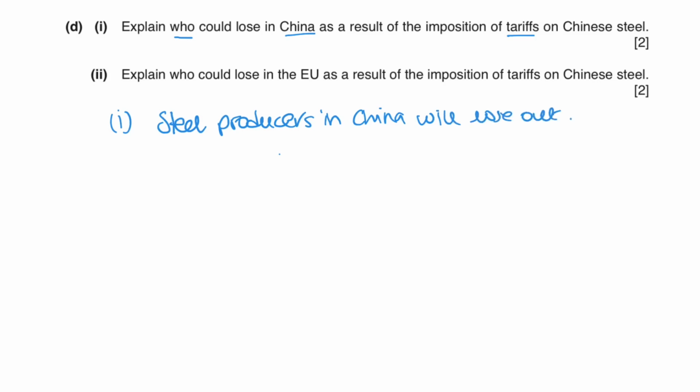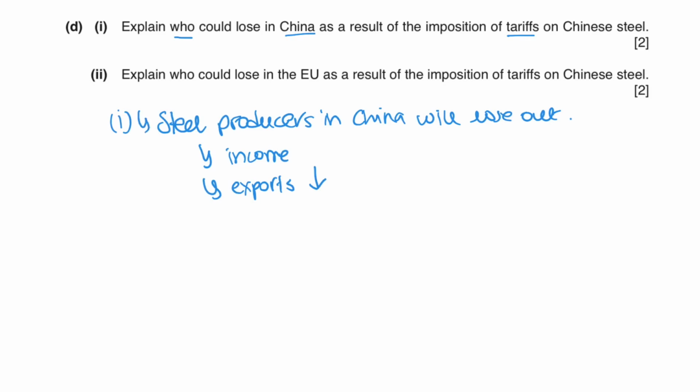And what will they lose out on? Income. Because now, because of the tariff, their steel has become less competitive, and therefore the demand for their steel will fall. And the demand for their exports will also fall, right? So this is why they will lose out.